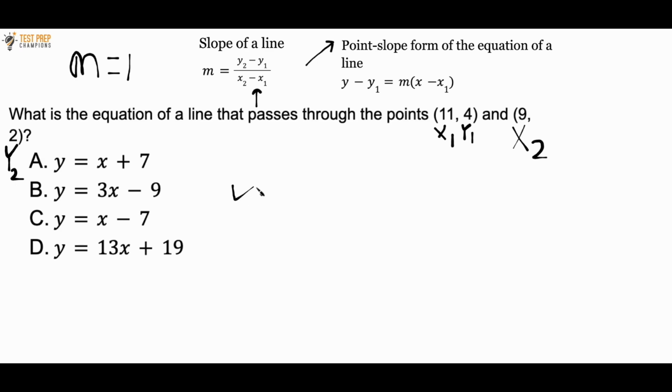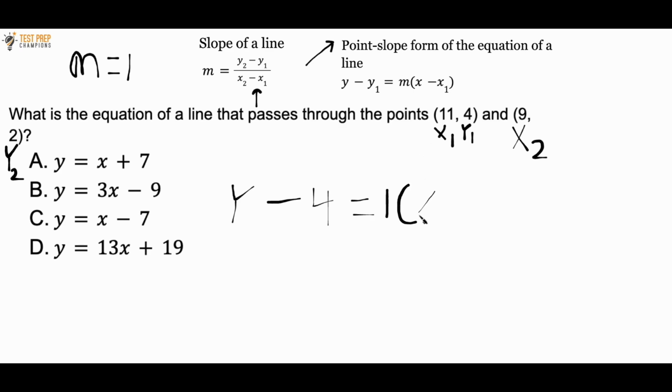So I'm just going to start by writing the y. So I have y minus y1. Now what's my y1? Well, my y1 is 4. So I have y minus 4 equals slope times x minus x1. Now what is my slope? Well, remember, my slope is just 1, because we calculated that in the first step.